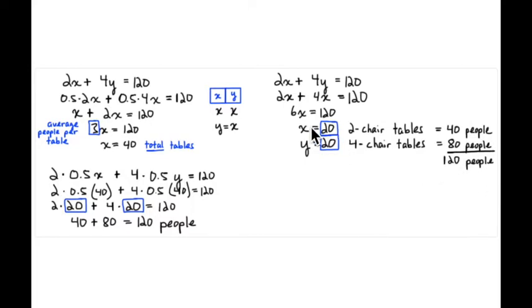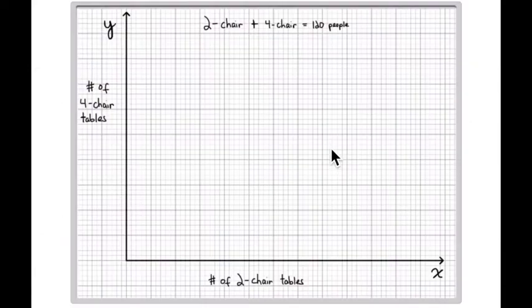So why is this x equals 20 and this is x equals 40? This was working with one table in the beginning. So when we figured that out, we got 40 total tables, while this was working with two tables in the beginning. And when we figured this out, we got the number of tables for x and the number of tables for y. So that 40 got split between x and y.